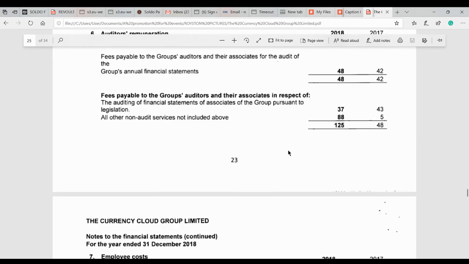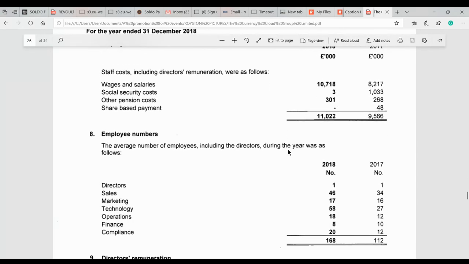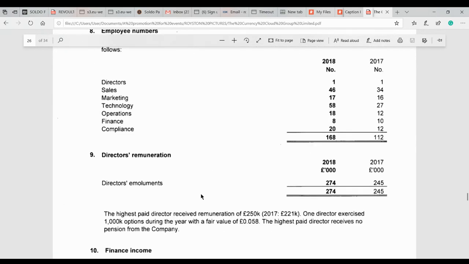Now, if you look at the employee remuneration, this is quite interesting. There's actually only one director in this company, right? One director making 20 something million, right? But look at the wages and salaries. As a matter of fact, look at the director emoluments is $250,000. Therefore, what's happening is that even though they're making an operating loss, they are really taking the money in the form of remuneration. Another strategy.